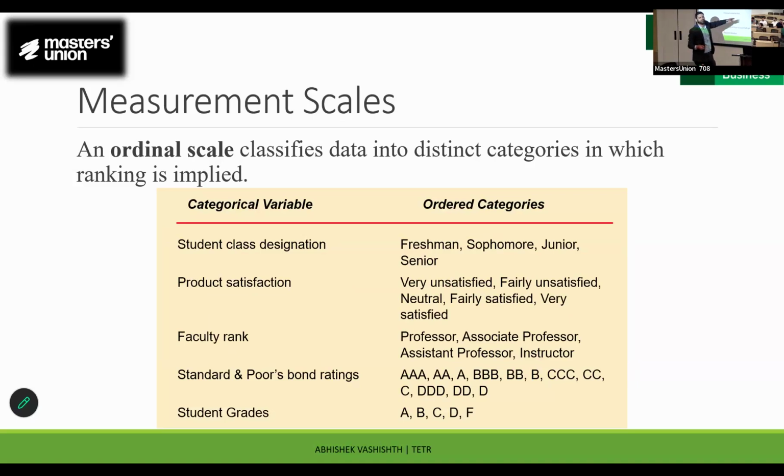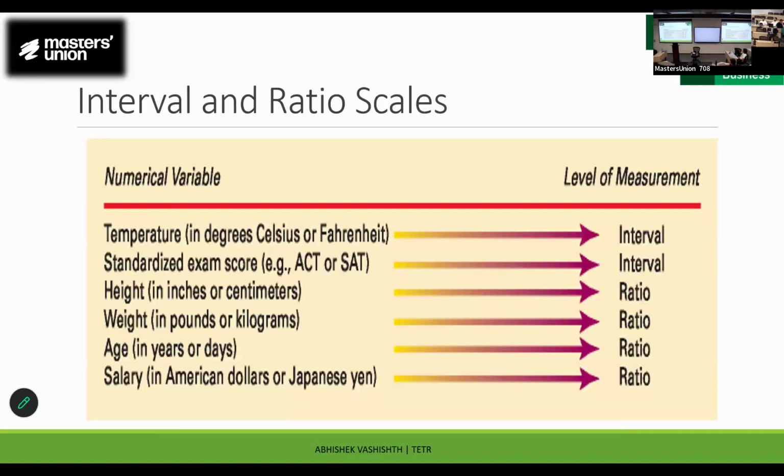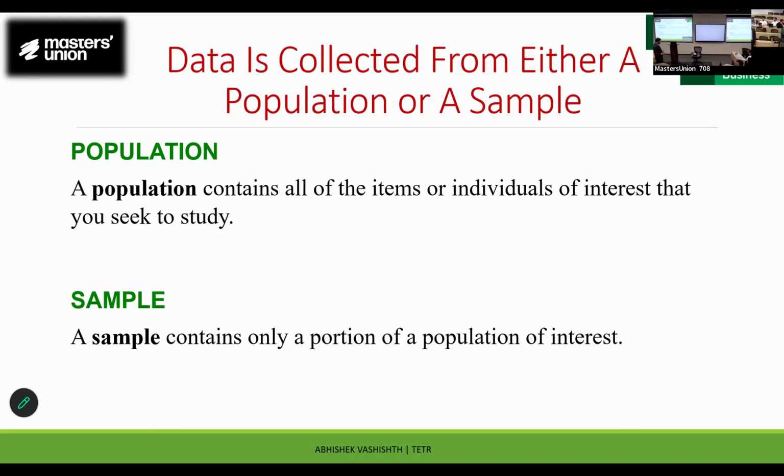Student class designation, years, second year, third year, is ordinal. Satisfaction, faculty rank, the ranking that institutions and other things get, grades that people get, these are all ordinal. Interval and ratio, let us very quickly look at the things. Temperature, what do you think? What we already talked about. Height, weight, age, salary. Salary is 0 means what? No salary, ratio. So this is okay.